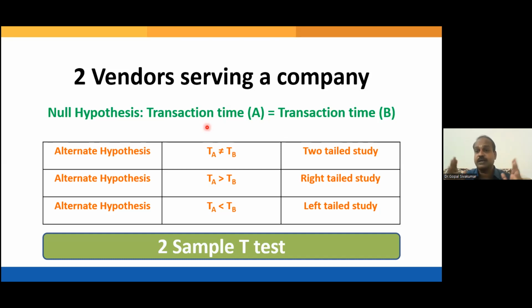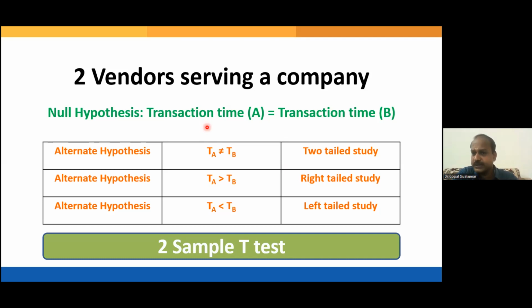And now you are studying two groups, vendor A against vendor B. Vendor A transaction time, vendor B transaction time. And whichever transaction time is lower, you will renew the contract, and whichever transaction time is higher, you will discontinue the business. Now the study is called two sample T test.